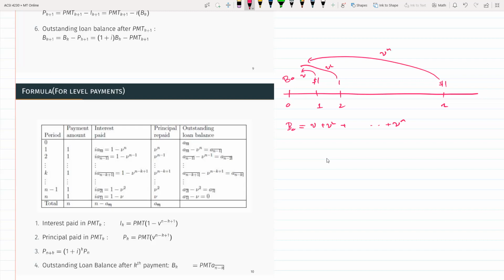We have a symbol for this: the annuity immediate under rate i. Let's say the rate is i. So that's why here you can see the outstanding loan balance is a angle n. What is this formula? This is 1 minus v to the n over i. That's our initial loan balance. So then we make a payment. Before that, let's talk about the interest due.